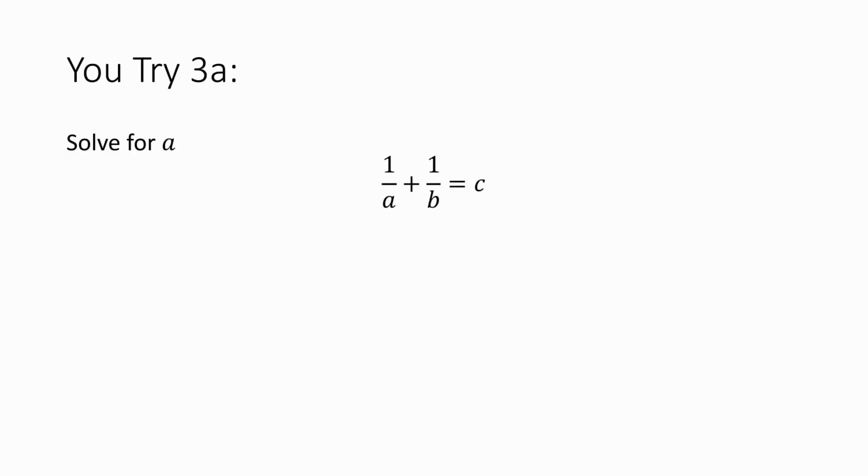Now that you've tried it on your own, let's do it together. So I'm going to take the reciprocal of everything. I'm going to flip everything. So that'll give me a over 1 plus b over 1 is equal to 1 over c. Now I want to get a by itself. So I'm going to subtract b from both sides, and I'm done. A is equal to 1 over c minus b.